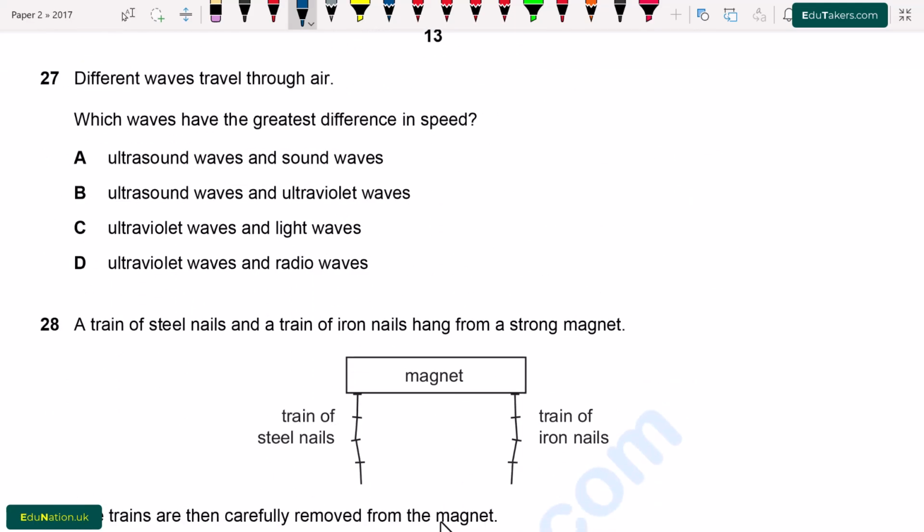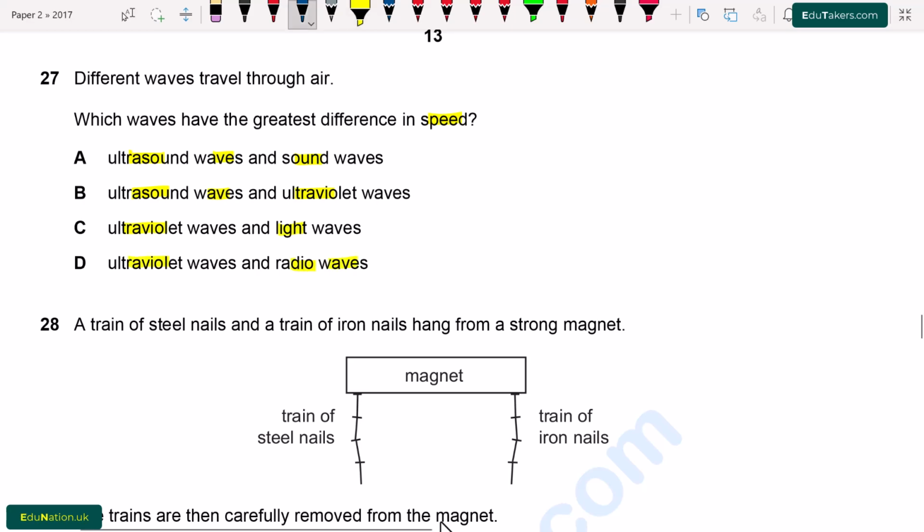Question number 27. Different waves travel through the air. Which wave has the greatest difference in speed? Option A, ultrasound waves and sound waves. B, ultrasound waves and ultraviolet waves. C, ultraviolet waves and light waves. D, ultraviolet waves and radio waves.